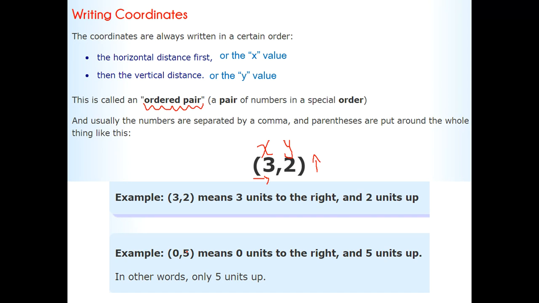Here's another example. (0, 5) means 0 units to the right. Oh, so it just stays. And 5 units up on the y-axis, because this is written (x, y).